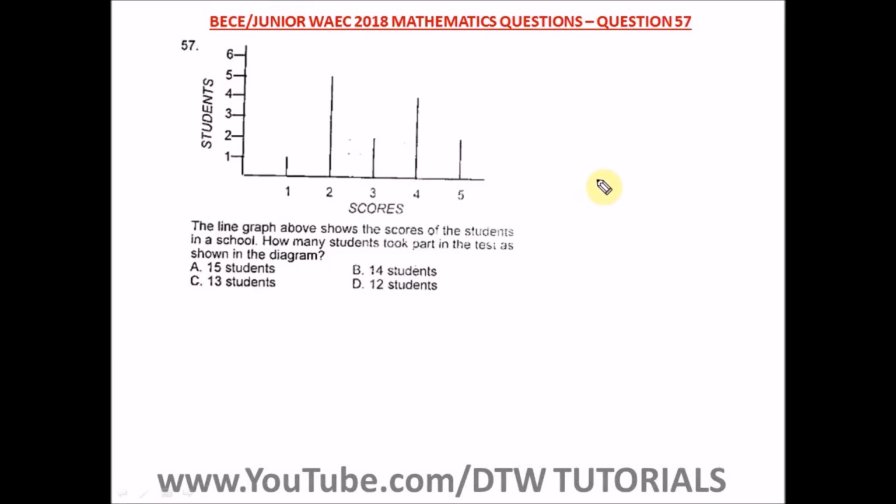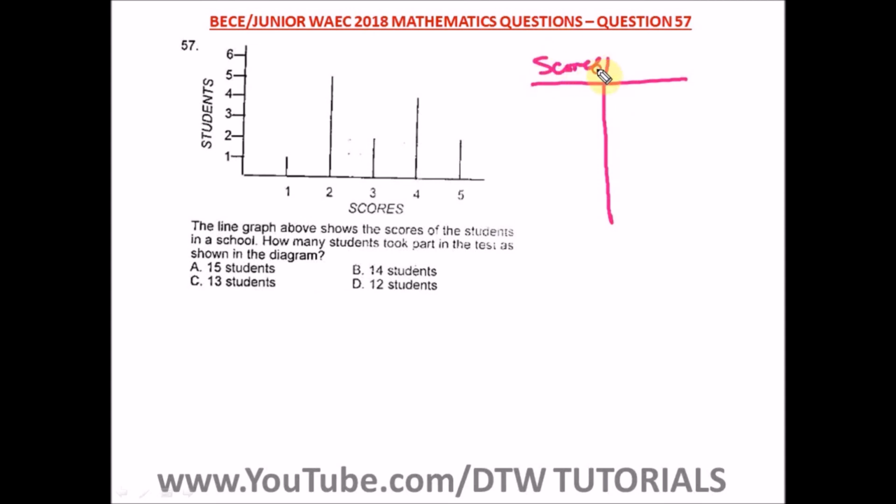Question 57 of the BECE Junior WAEC 2018 Mathematics Past Question. That's your OBJ question 57. It says, the line graph above shows the scores of students in a school. How many students took part in the test as shown in the diagram? So this is scores of students. We have to find how many students took part in the test.